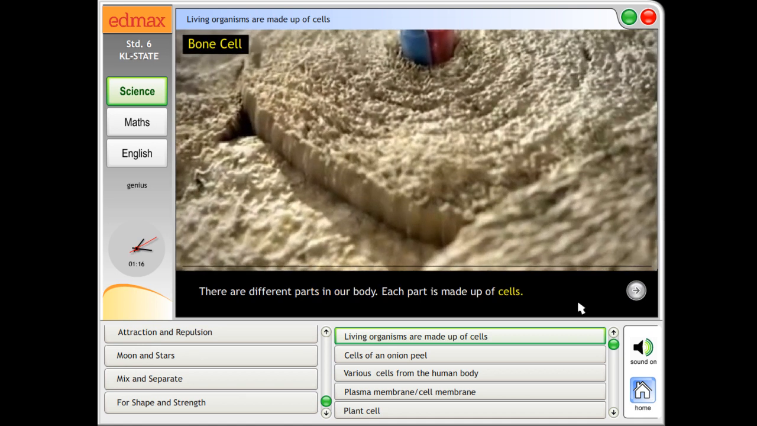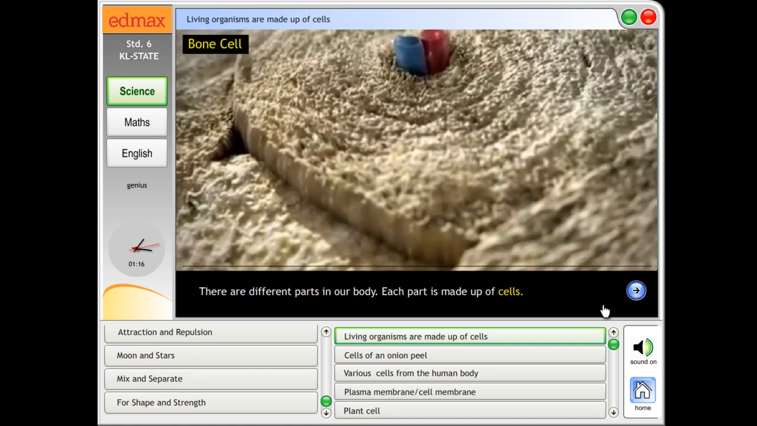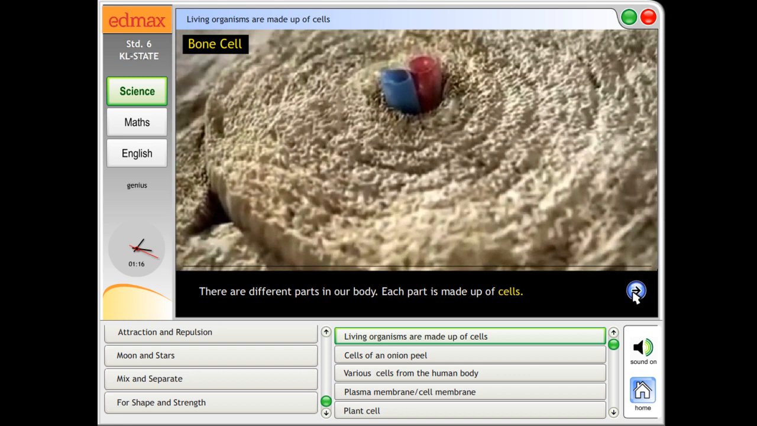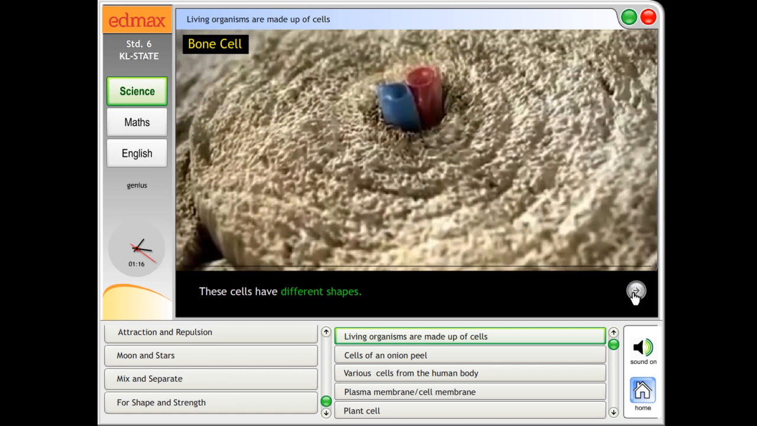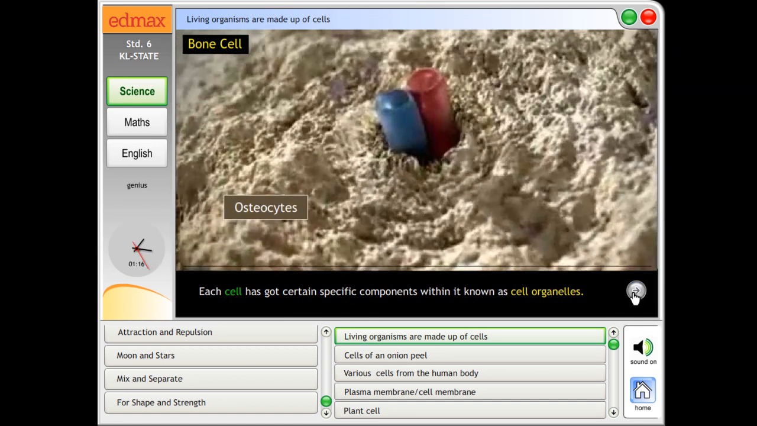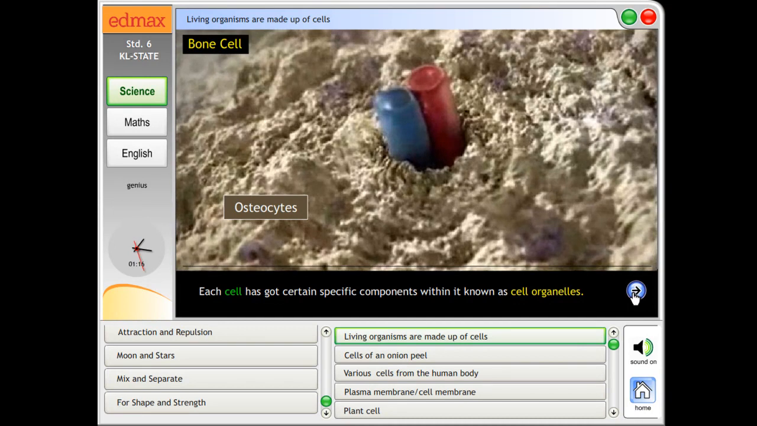There are different parts in our body. Each part is made up of cells. These cells have different shapes. Each cell has certain specific components within it, known as cell organelles.